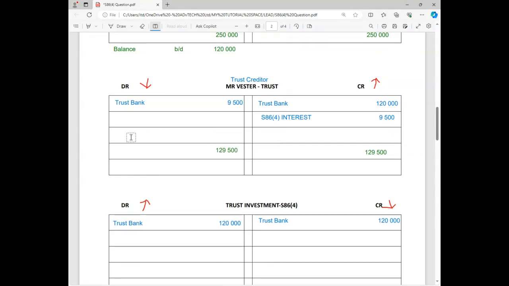Can you see now? And then the difference is going to be there on the smaller side. We say balance. The difference is always called balance carried down. And then what is the difference between the two? The difference is going to be 120. It means Mr. Vesta's balance is still 120.